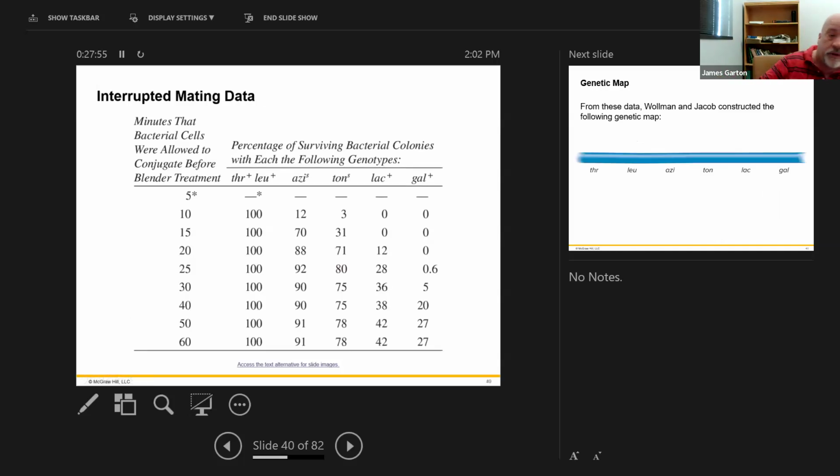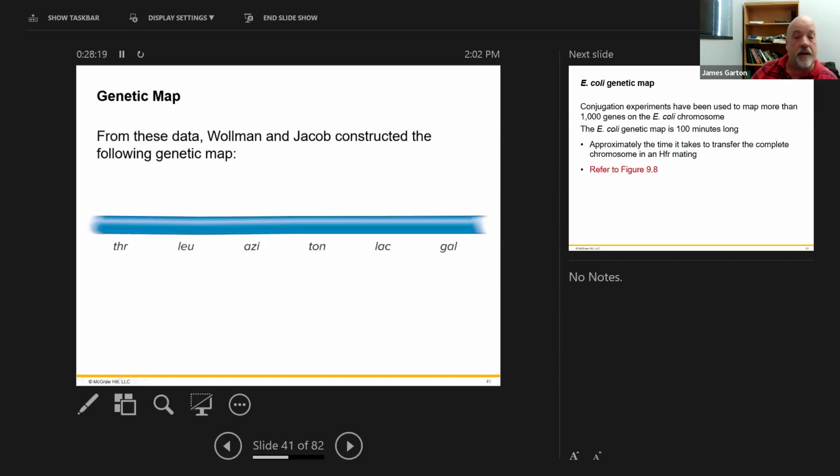And you kept on going, 40 minutes, and so on and so forth. And as you went longer and longer, you would get more and more of the genes transferred to the recipient. And so, you can make a map just based on how long it takes for certain genes to get transferred into a recipient bacteria.